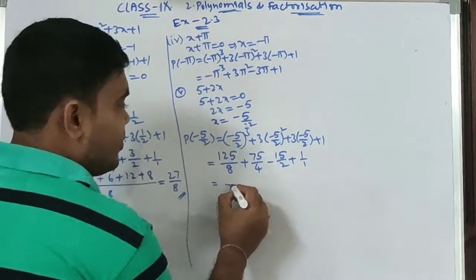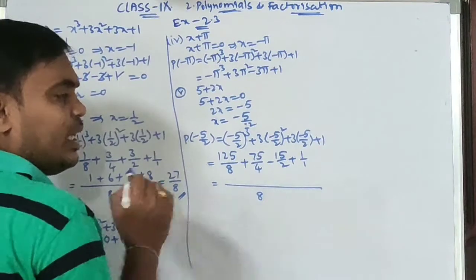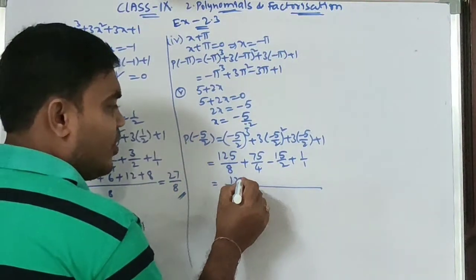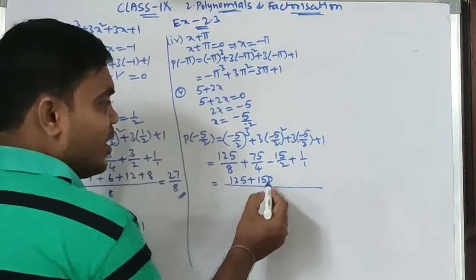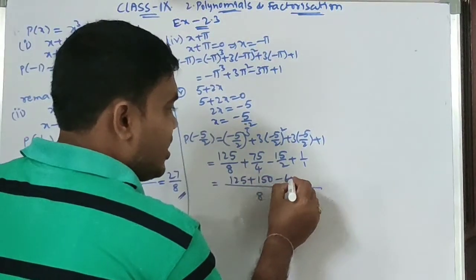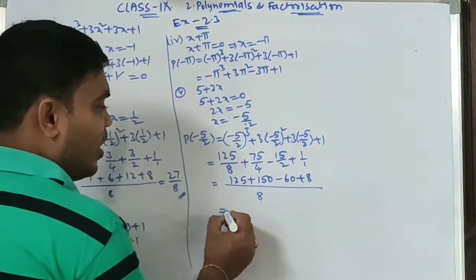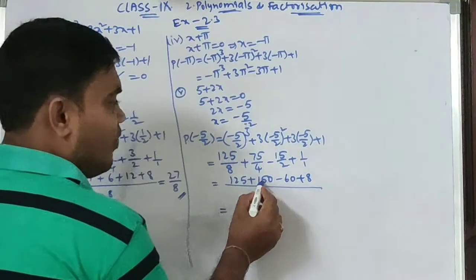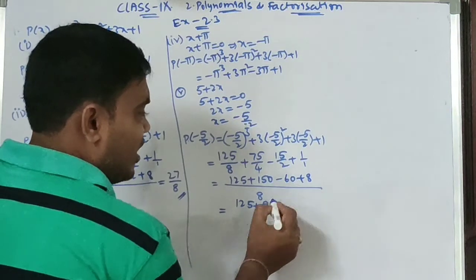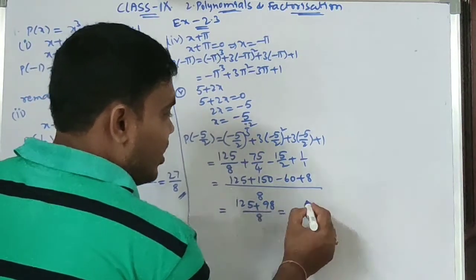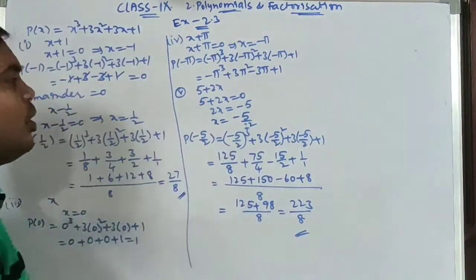So taking the LCM, 8, previously like this, 8, 4, 2. So 8 by 8 is 1, 1 into 125 is 125. 8 by 4 is 2, 2 into 75 is 150. Next 8 by 2 is 4, 4 into 15 is 60, minus 60. 8 by 1 is 8, 8 into 1 is 8. So 125 plus 150, minus 60, 90. 125 plus 90 plus 8 is 223 by 8. So this is the remainder.